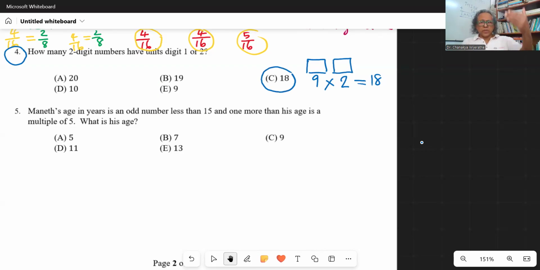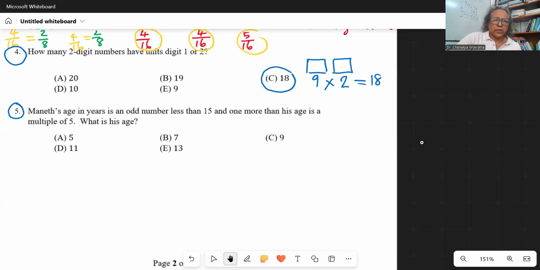We can also do this by making a systematic list, right? All right, number 5. One its age in years is an odd number less than 15, and one more than his age is a multiple of 5. What is his age?